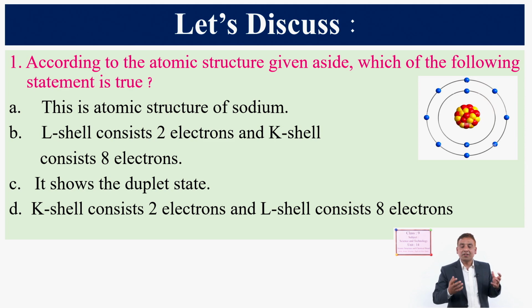Out of these 4 alternatives, which one is the correct one about the structure given aside? Have you got the correct answer or not? Have you reached a conclusion? Yes, you are thinking. The correct answer is D. That means the K cell of this atom has 2 electrons as well as the L cell consists of 8 electrons.